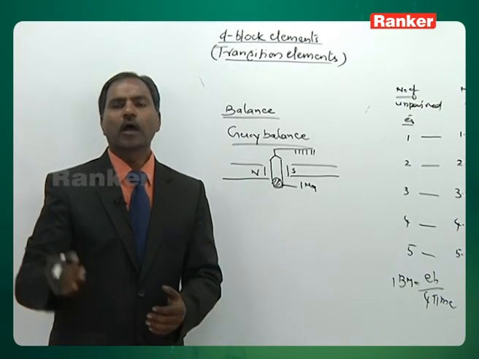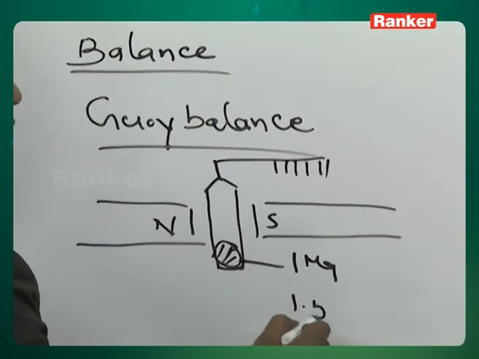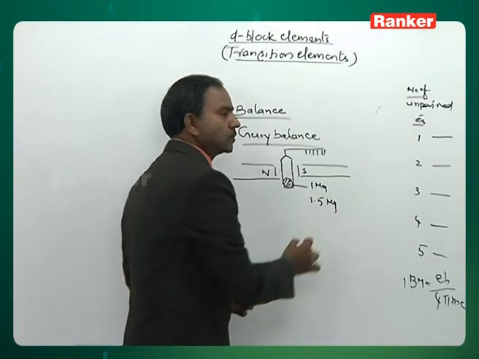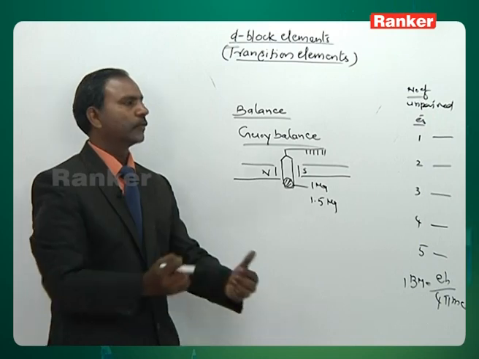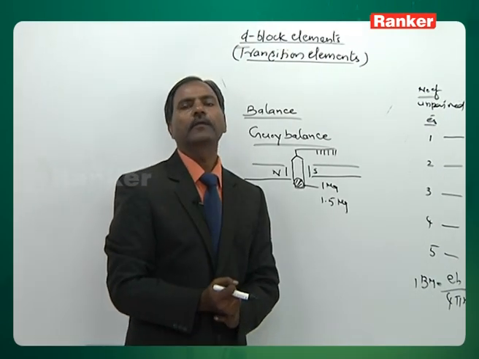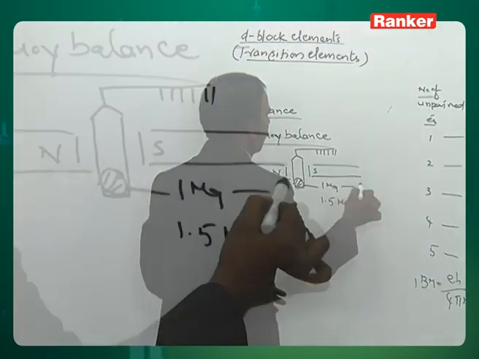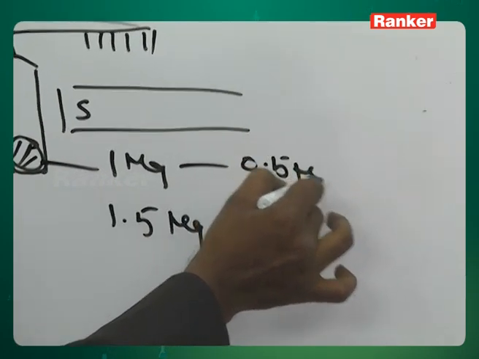Ferrimagnetic substance. In a ferrimagnetic substance, the magnetic moment vectors, some I am writing like this, some I am writing opposite to each other. These two are opposite to each other. These two are working in the same direction. Such a substance we call a ferrimagnetic substance.